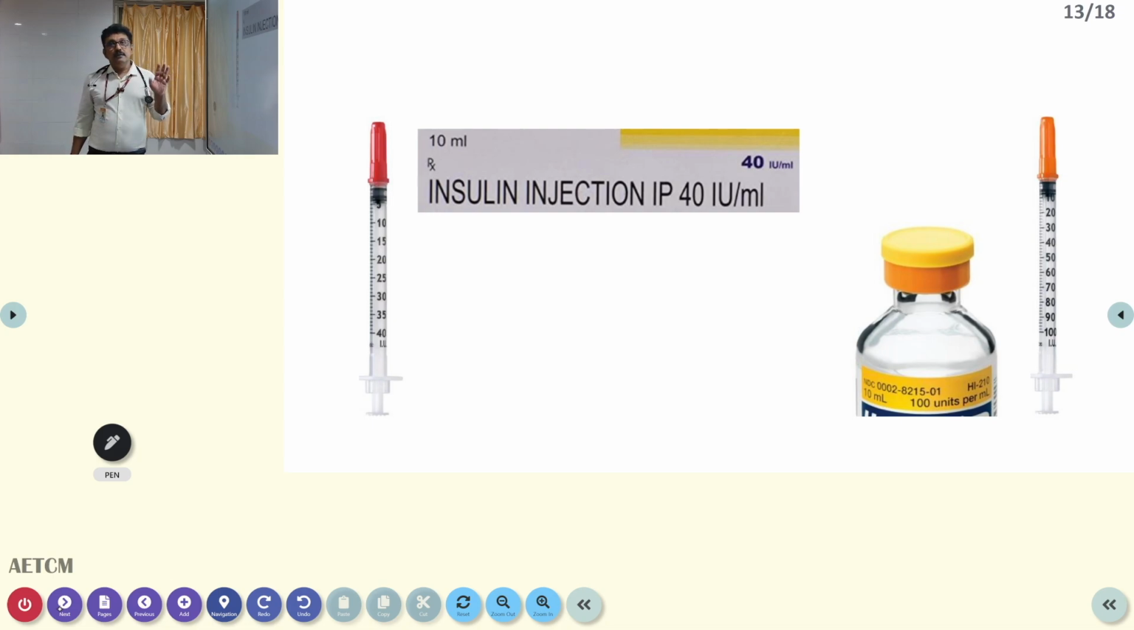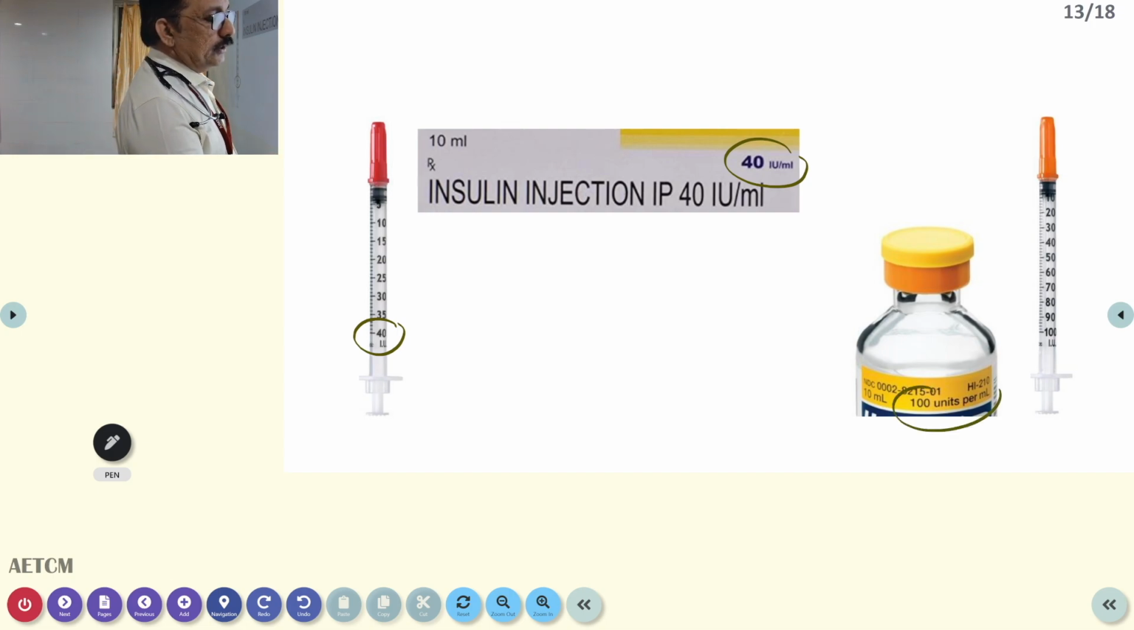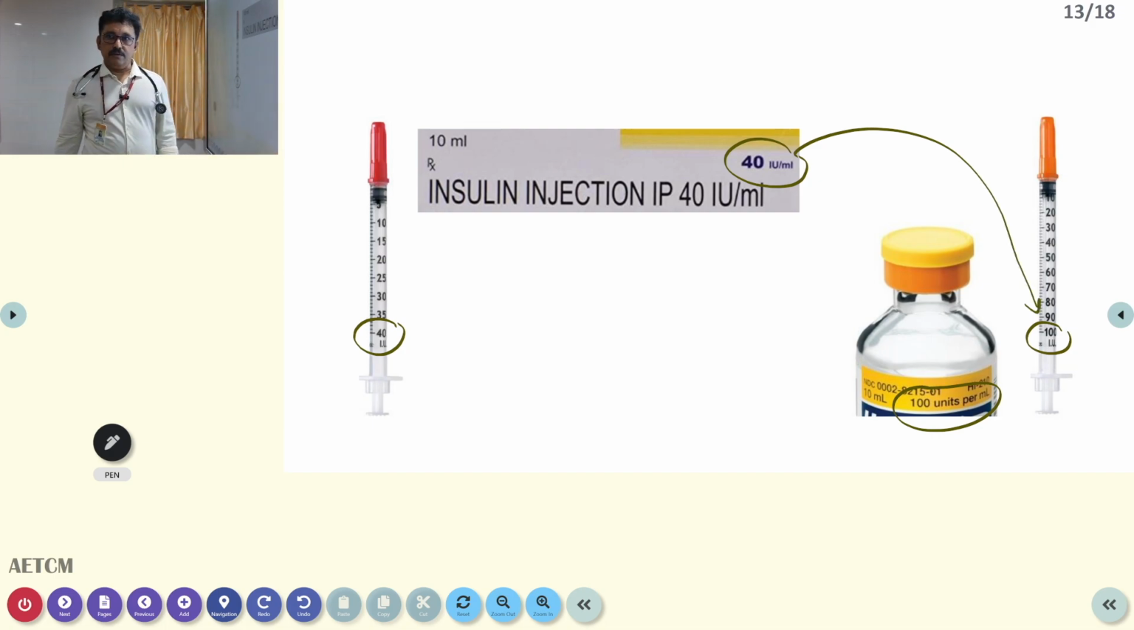we have to touch upon the insulin syringes. That is also very important. Suppose somebody is taking 40 international units per ml insulin, you need to use only this type of syringe. That syringe, 1 ml, contains 40 international units. But if the patient is taking 100 units per ml insulin, you have to use the 100 units per ml syringe. Instead of that, if you are using this 40 IU per ml syringe, the dosage will be completely wrong. That you have to take care.